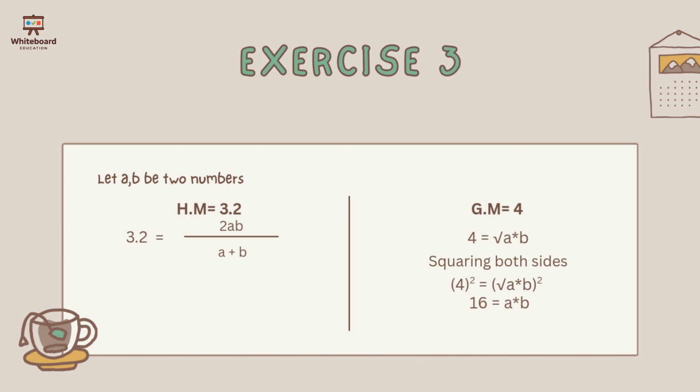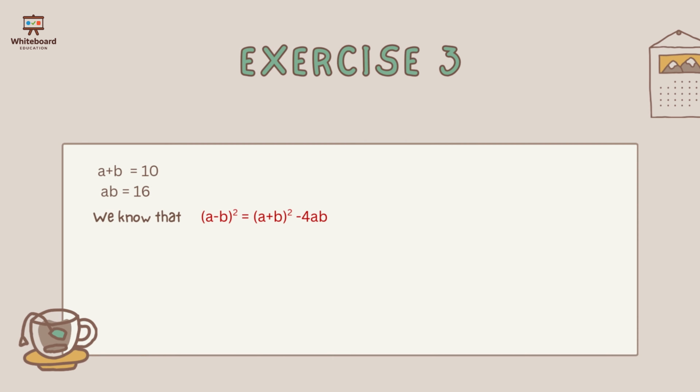The square cancels the square root, so we get the simple A multiplied by B. Now, did you notice something interesting? As we got the answer of AB as 16, we can easily place its value in the harmonic mean formula. So we do that: 3.2 equals 2 multiplied by 16 over A plus B. Now, we can cross multiply both sides. Our mission is to find A plus B, so that is equal to 32 over 3.2, which is equal to 10.